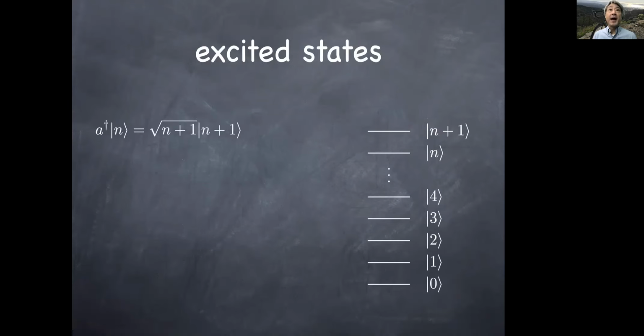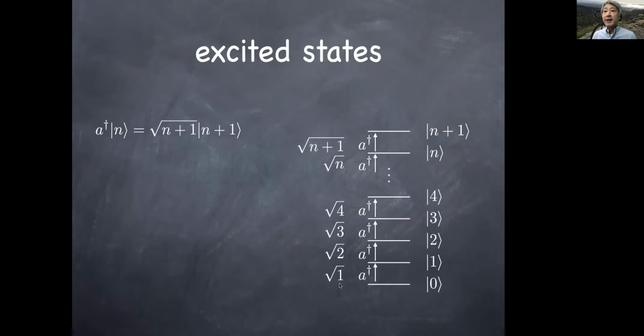Putting everything together, we have obtained this relationship: acting with a dagger turns the n state into the n plus one state with this normalization factor of square root of n plus one. And you can keep doing this all the way, starting from the ground state where the eigenvalue of the number operator is zero.